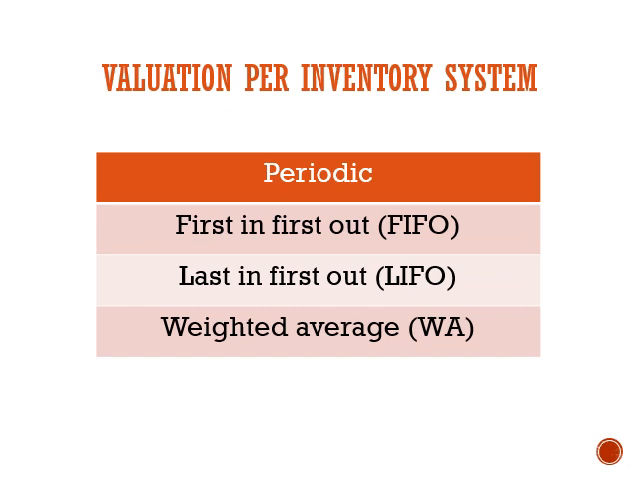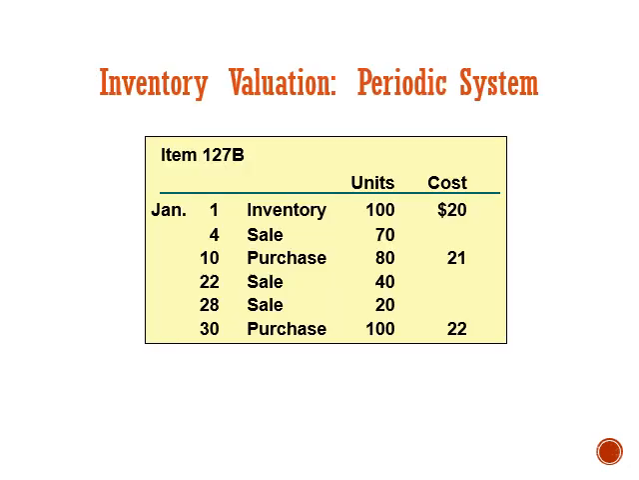We are done with application of all three methods under perpetual. Let's now move on to the periodic system, which will be simpler since the determination of cost of goods sold only happens once, that is at the end of the period. We will use the same example so that we can see clearly the difference in the application.